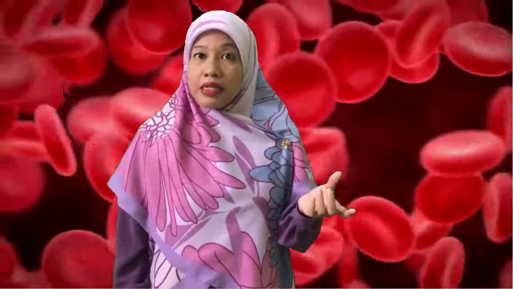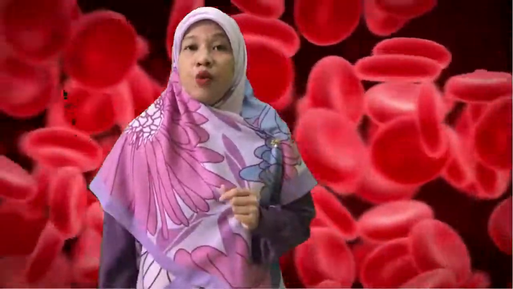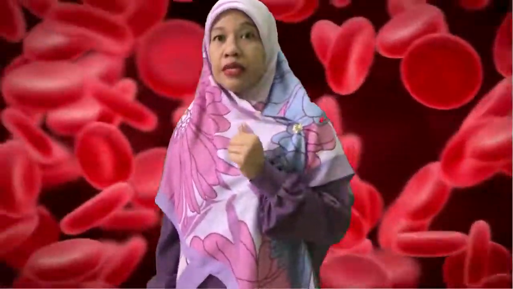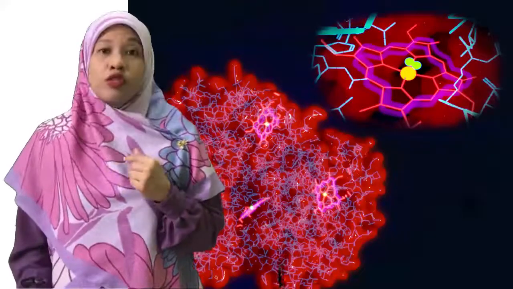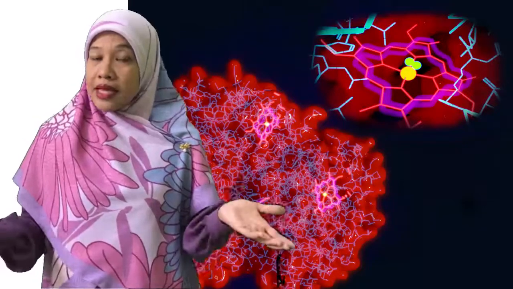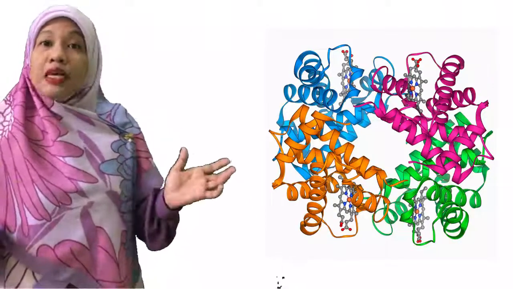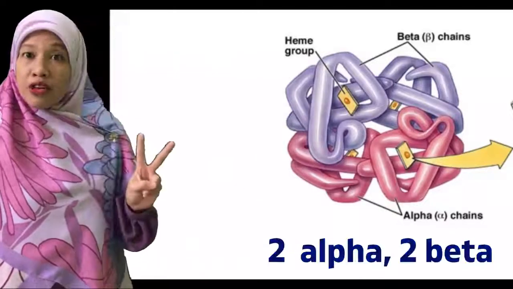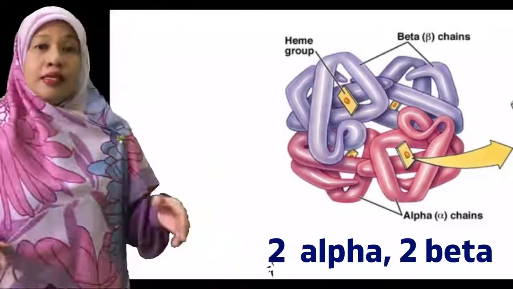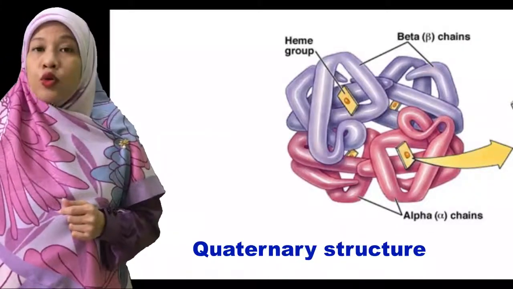In our blood capillaries, they consist of many red blood cells, which we know as erythrocytes. In red blood cells, there is an abundance of hemoglobin. Hemoglobin is the respiratory pigment in most vertebrates. Apart from hemoglobin, we also have myoglobin. But in this case, I will only describe hemoglobin first. So hemoglobin is a type of protein that consists of 4 polypeptide chains. There are 2 alpha chains and 2 beta chains. Since it has more than 1 polypeptide chain, it is called a quaternary protein.